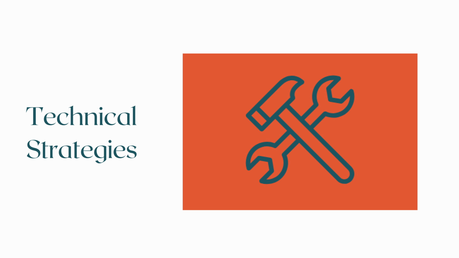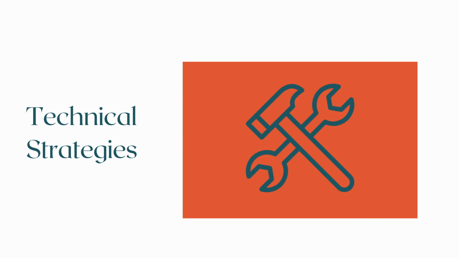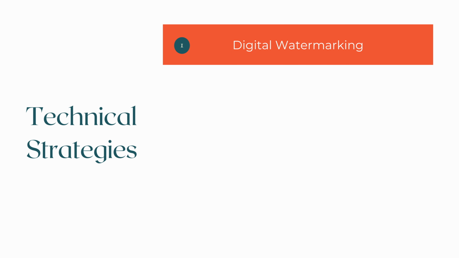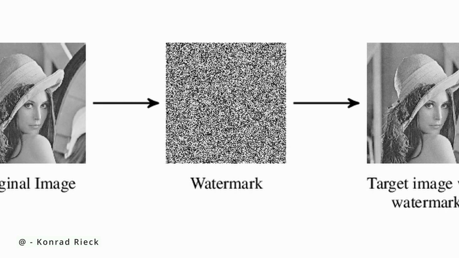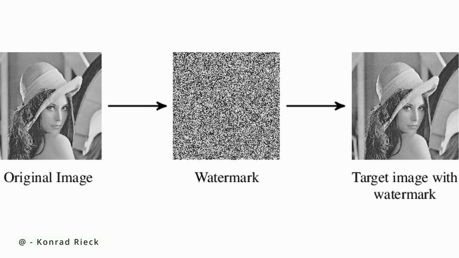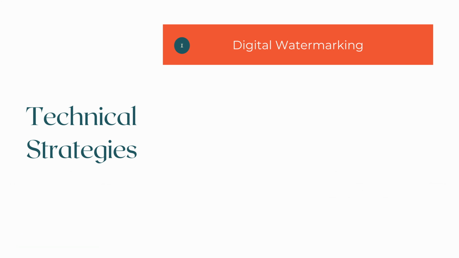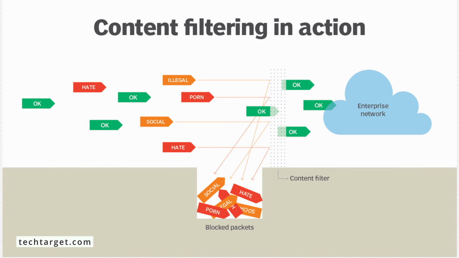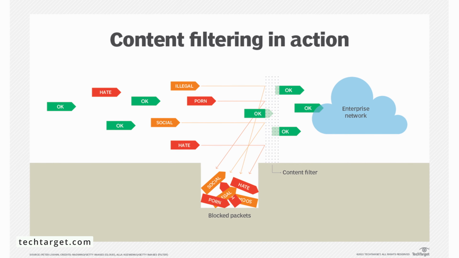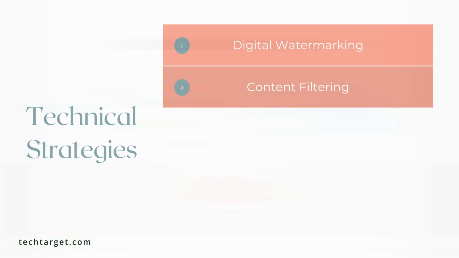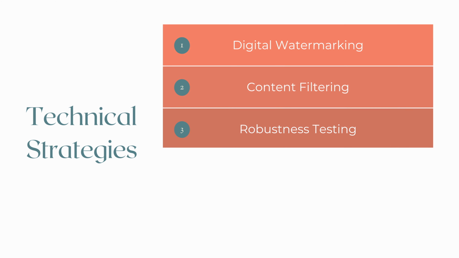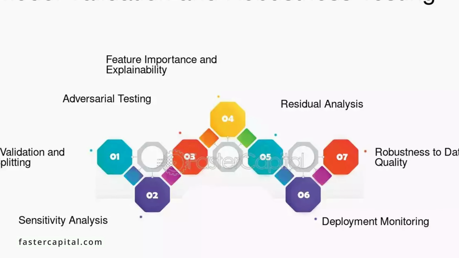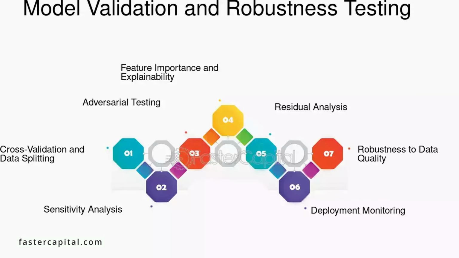These strategies focus on building safeguards into AI systems. Digital watermarking, identifying AI generated content. Like a digital fingerprint, watermarking helps detect AI generated content. Content filtering, AI powered algorithms to detect harmful content. Content filtering helps prevent the spread of misinformation. Robustness testing, ensuring AI models resist adversarial attacks. Think of it like stress testing AI systems.